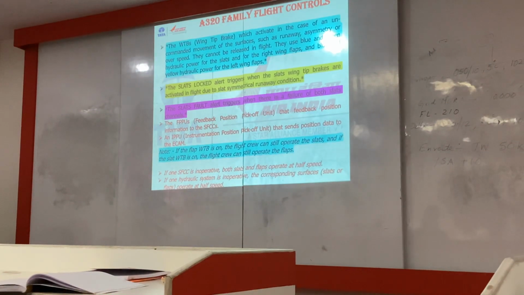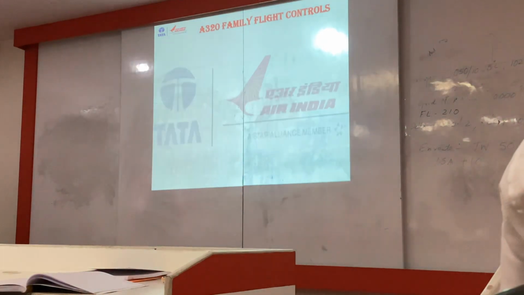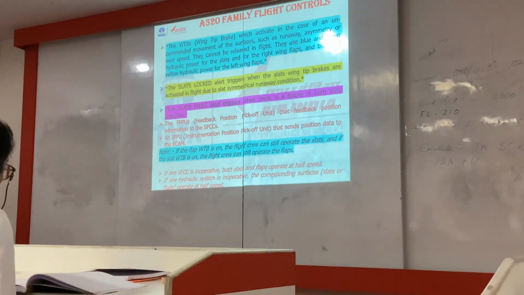And in slats and flaps, here one thing: when are the wingtip brakes activated? Basically runaway, overspeed, uncommanded demand, all those things. The wingtip brakes activate in the case of an uncommanded movement of the surface, such as runaway, asymmetry or overspeed. They cannot be released in flight. Once activated, they cannot be released.